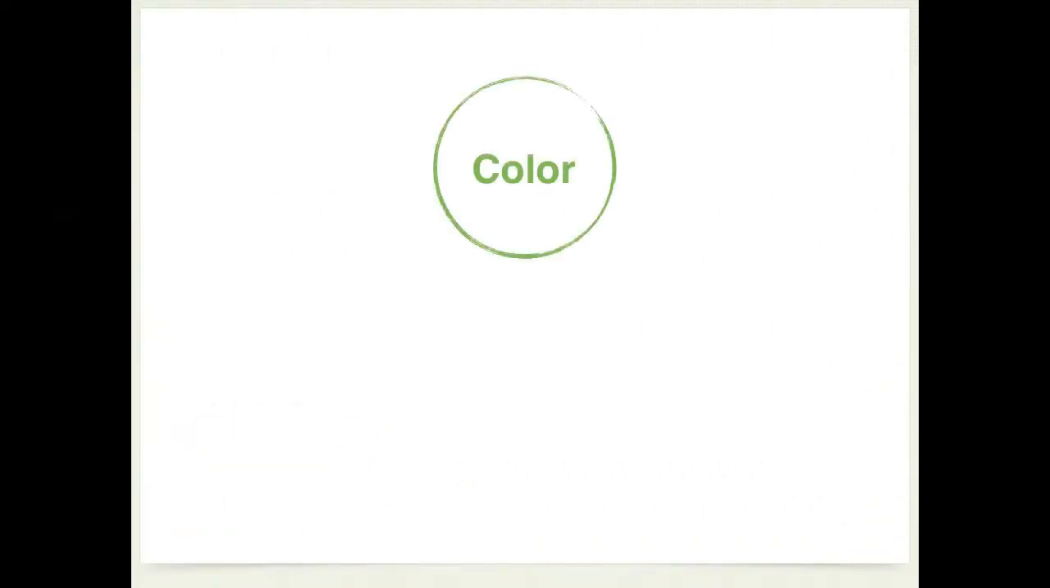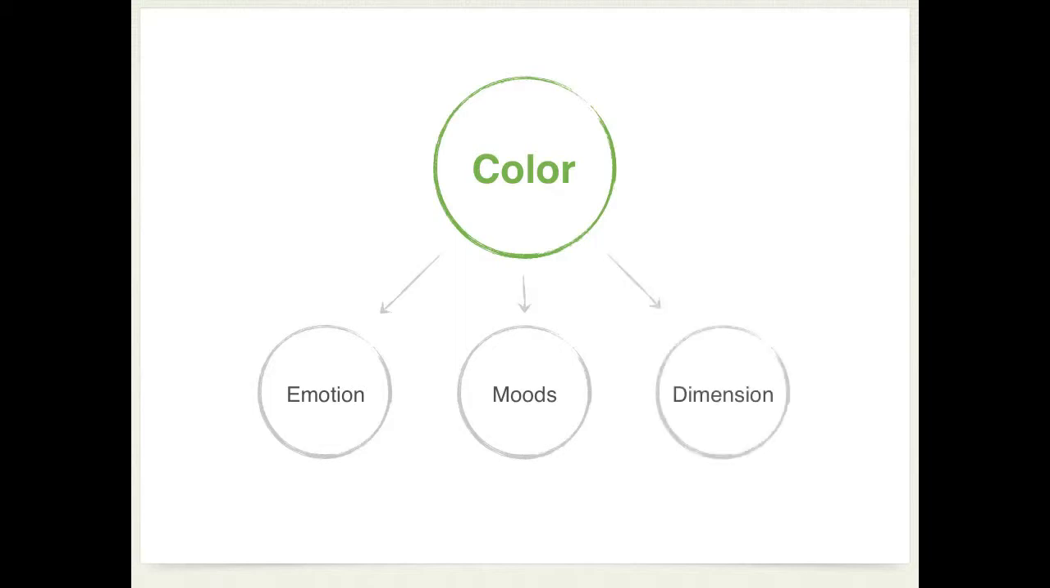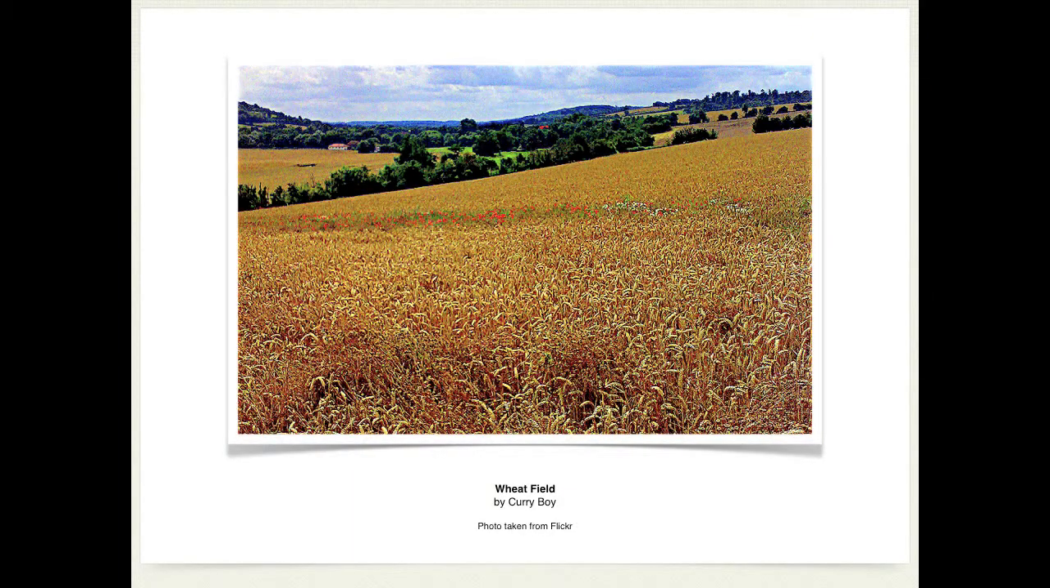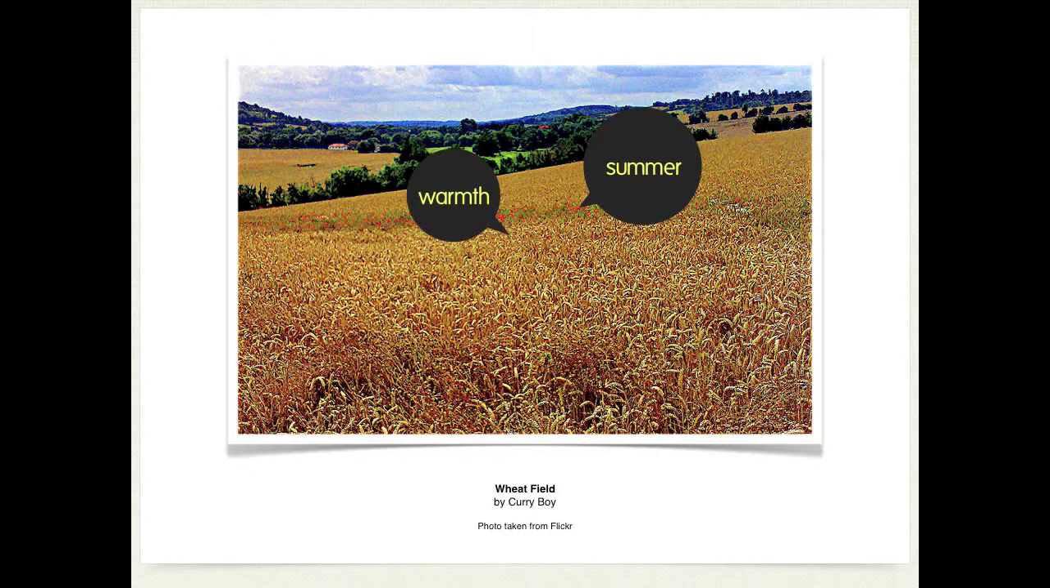Let's start with color. At its essence, color is used to convey emotion, to trigger certain moods, and, if used wisely, to add a whole new dimension to a design. Let's take these two examples. A wheat field. What kind of emotion does this trigger? What words are you thinking of when you see it? Could it be summer, warmth, gold, hot? That's happening because the composition has warm colors like red, yellow, and orange.